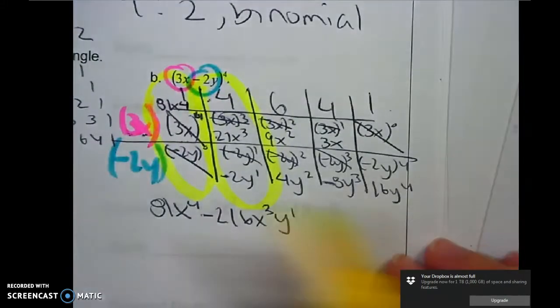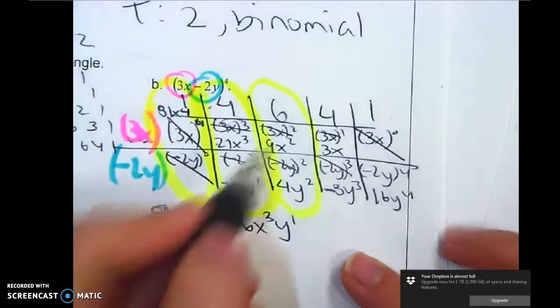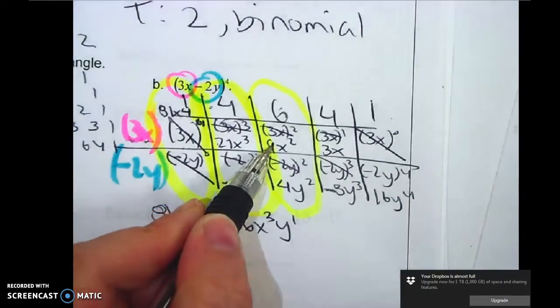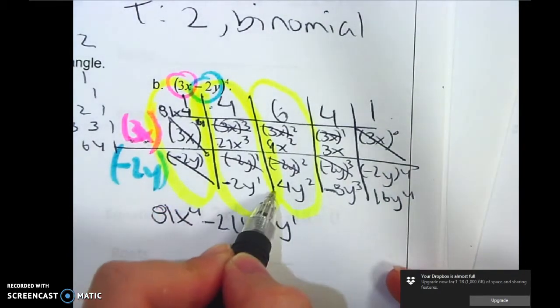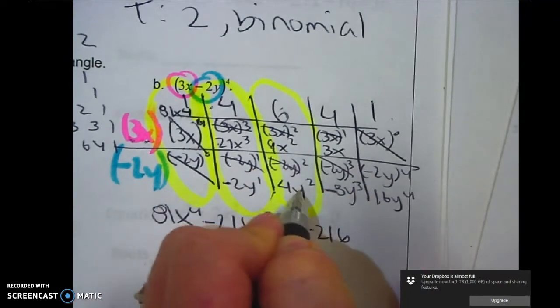Let's go to the next one. Always put the x before the y. Let's focus on the numbers. 6 times 9 is 54, times 4, 108, 216. I have 2 x's and 2 y's.